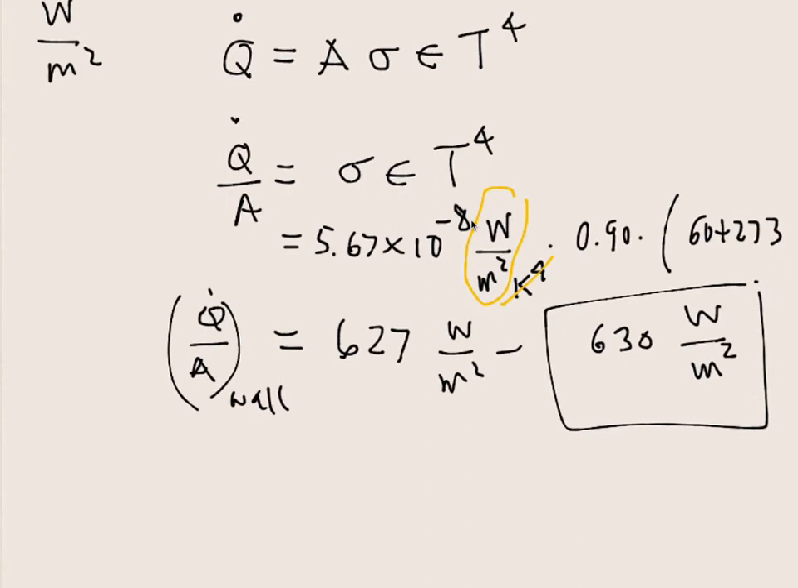Does that seem kind of reasonable? Let's see, 630 watts per meter squared. That's less than incoming solar radiation. That sounds about possible. That's possible.